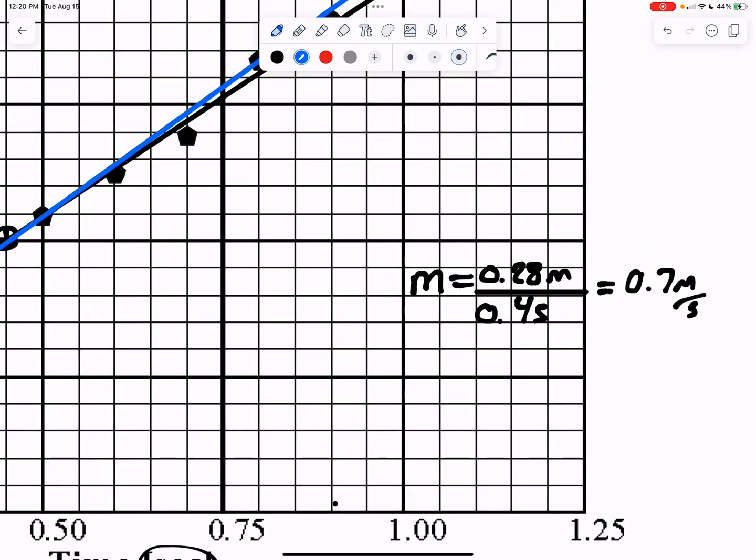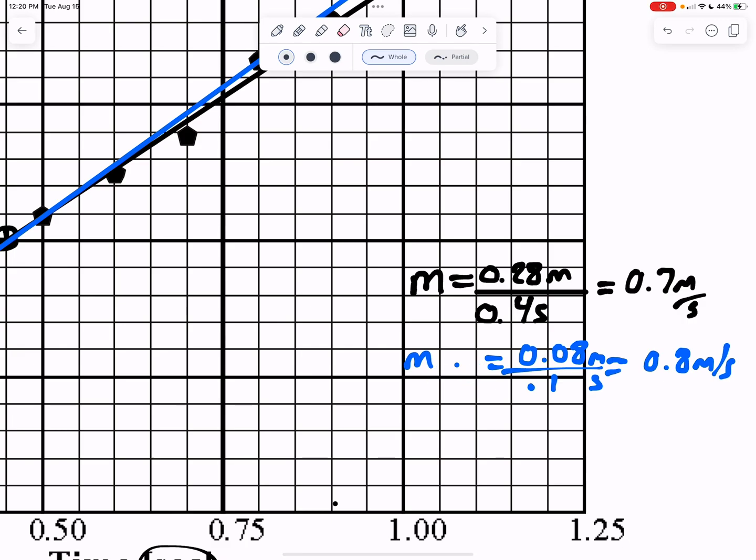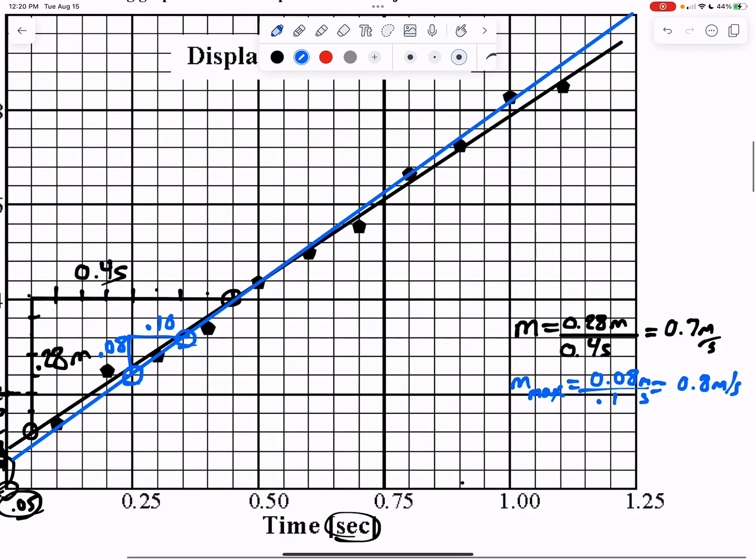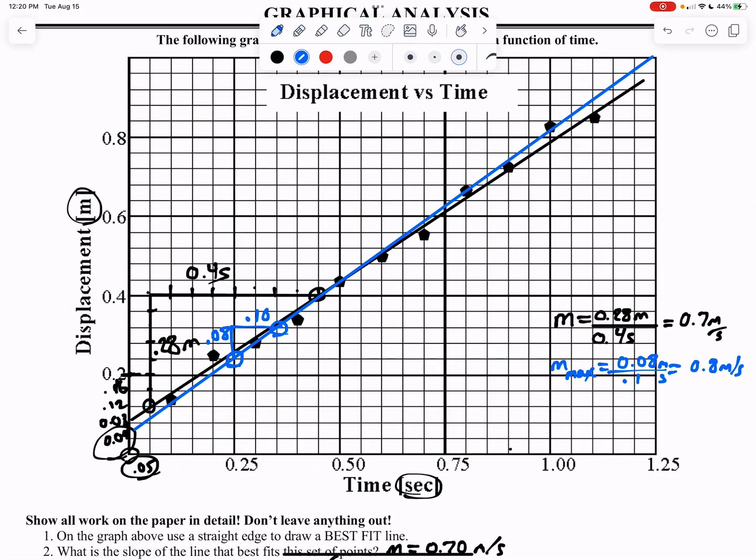So my max slope is 0.08 over 0.1, which is 0.8 meters per second. I said min slope, didn't I? I'm sorry. Max slope. This is my max slope. You can see how the blue line is steeper than the black one, which means that's the maximum possible slope based on these data points.